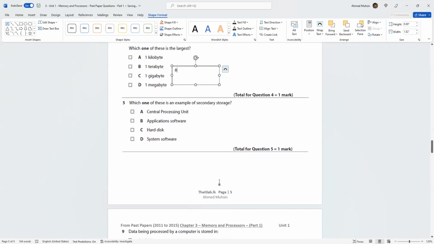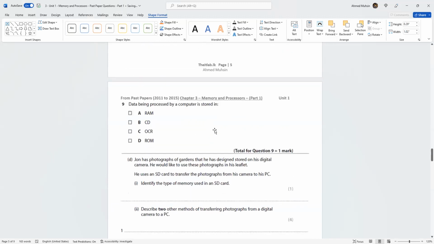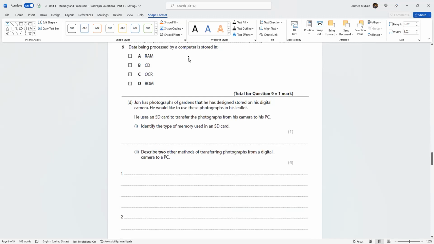Which one of these is an example of secondary storage? CPU is a processor, application software is a software, hard disk is a secondary storage device. So we put our answer as C. So you see, past paper questions, not too difficult. Data being processed by a computer is stored in, so data that is currently being processed will be held in your computer's RAM. So over here we put answer A.